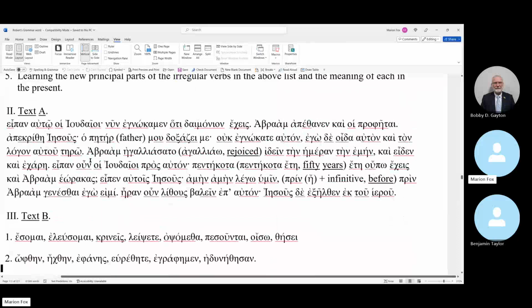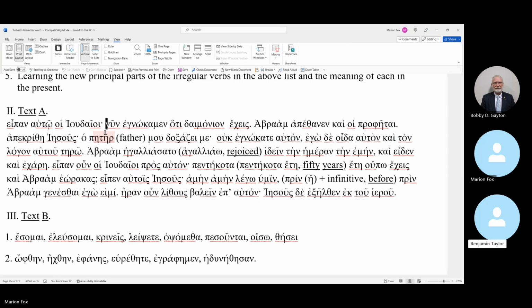All right. So you guys have any problem translating this? Benjamin, can you take the first one down to noon down there, the first four words? Yes, sir. Just to the semicolon or whatever? Yeah, go down to where my cursor is. Can you see the cursor flashing on the screen? Yes, sir. Noon. Okay, the first four words. Epan auto ohoi yudaioi. The Jews said to him.